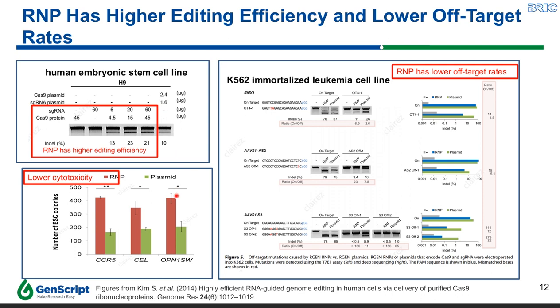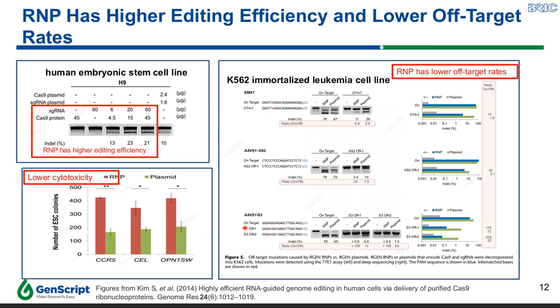Furthermore, they also studied cell viability. This study shows that the number of colonies transfected using the RNP system, shown in the red bars, was at least twofold higher compared to the number of colonies transfected using the plasmid system, indicating lower cytotoxicity with the use of the RNP system.